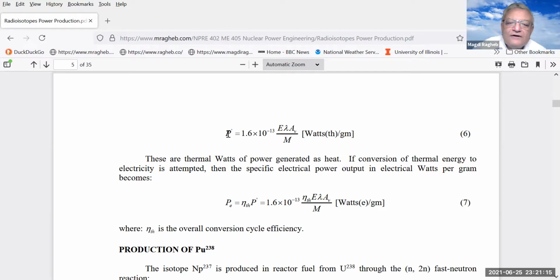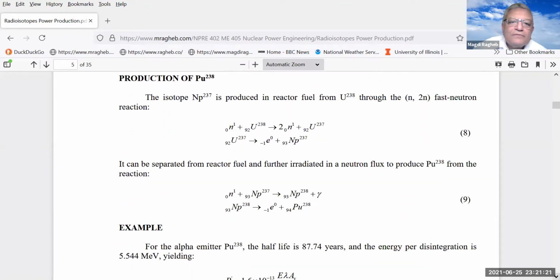But let us first talk about plutonium-238. Plutonium-238 is an isotope of plutonium that's very, very different from the isotope plutonium-239. Plutonium-238 is produced in nuclear reactors by isolating the isotope neptunium-237. Remember, we wrote in the decay chains that one of them, the man-made one, starts with neptunium-237. How do we produce neptunium-237?